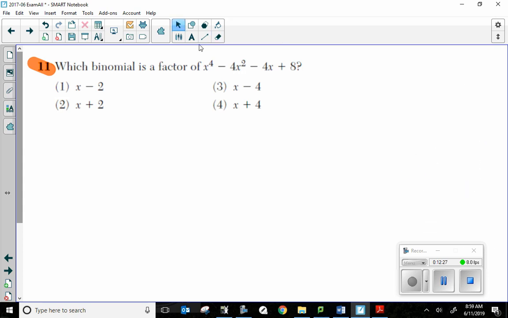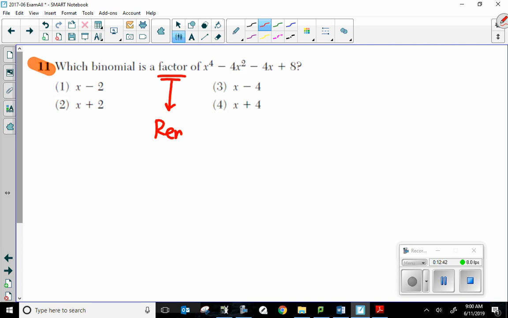But you should get to the point where when you try to factor, it's unfactorable by grouping. All right? So that leaves me with this word right here. Which one is a factor? If something is a factor, I know that when you divide it in, the remainder is 0. Boom. The remainder is 0. That's how we're going to do this problem.